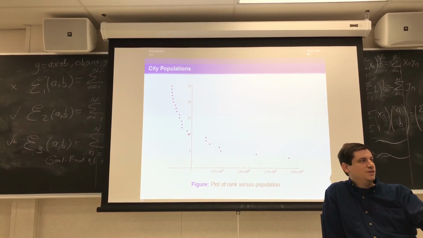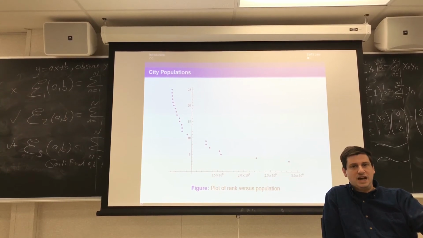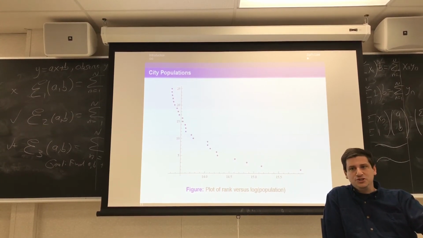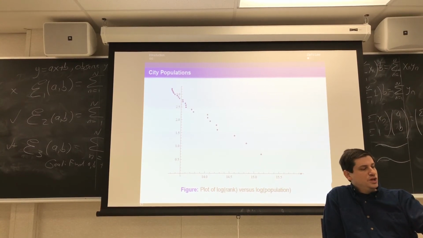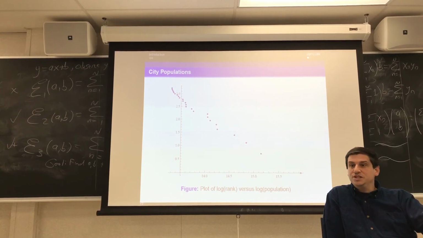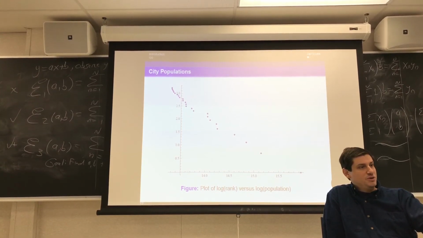Can anybody sniff out a relationship by looking at this? I can't. What should we do? What should we do to the data? Take logs. So I'm first going to just plot the rank versus the log of the population. Doesn't really show much. Now I do the log of the rank versus the log of the population. And all of a sudden we see an interesting relationship between American city sizes.